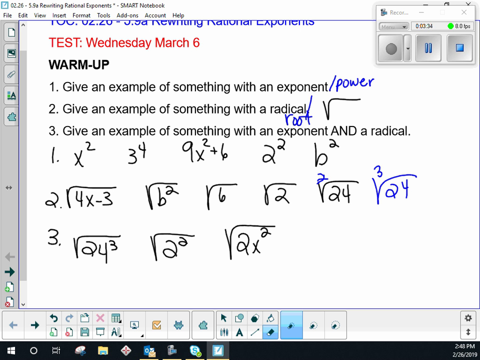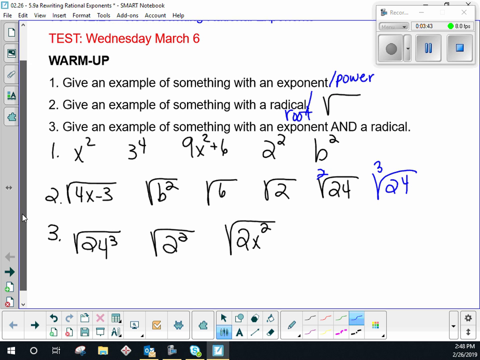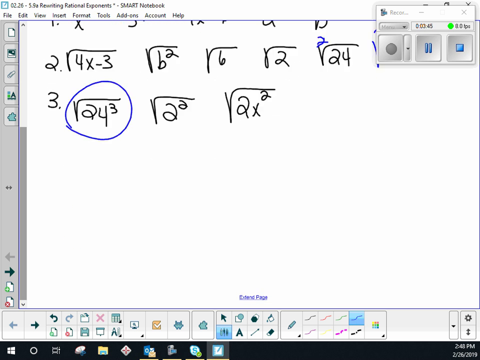Let me see. Some other things I wanted to say. Let's look at, I'm going to sort of break down this one right here for a minute. So we have 24 cubed, and it's the square root. What's the base there? 24. Okay. The base is 24. What's the power there? 3. And what's the root? Right? It's a square root, so we understand that that's a 2.